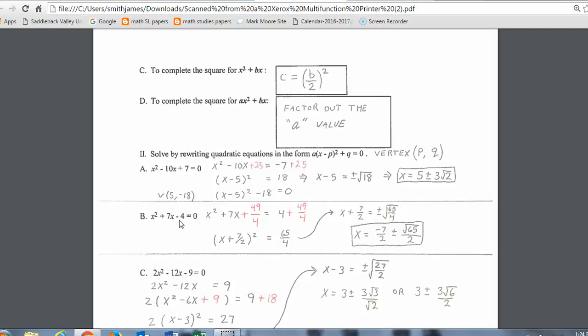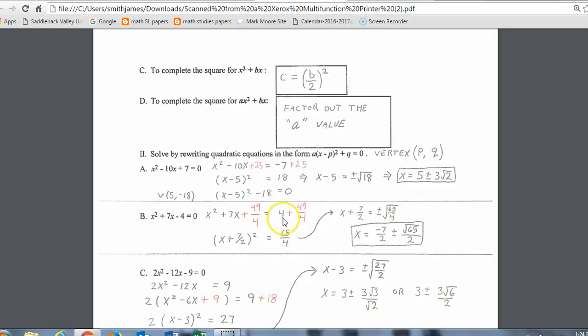I'm going to take my c value that's currently here and move it over to the other side, so it's going to become positive 4 on the right side. And I then need to complete the square by doing my b value divided by 2 squared. If I do that, I get 49 over 4. So that's what's being added to both sides of the equation. Don't forget to do it to both sides. It's a really common mistake to forget the right side.